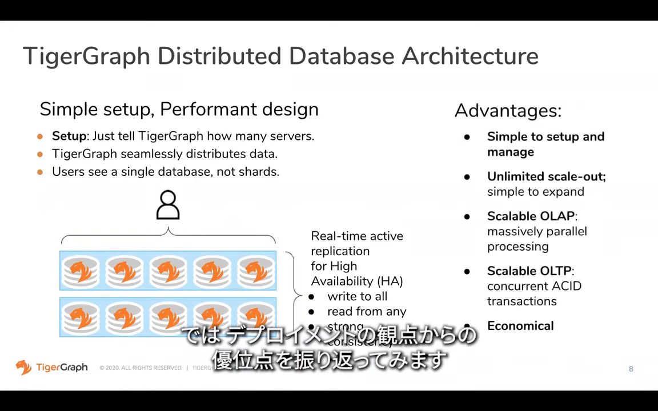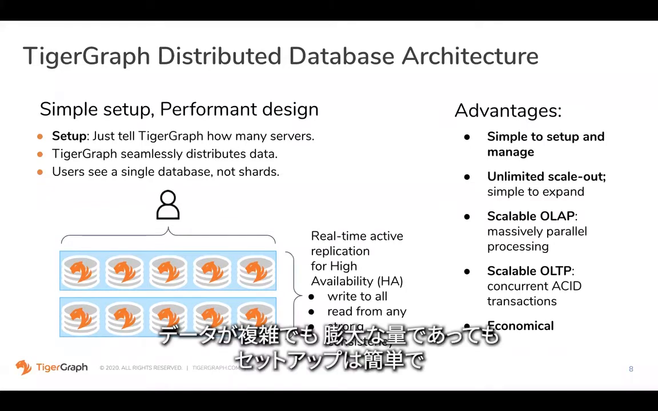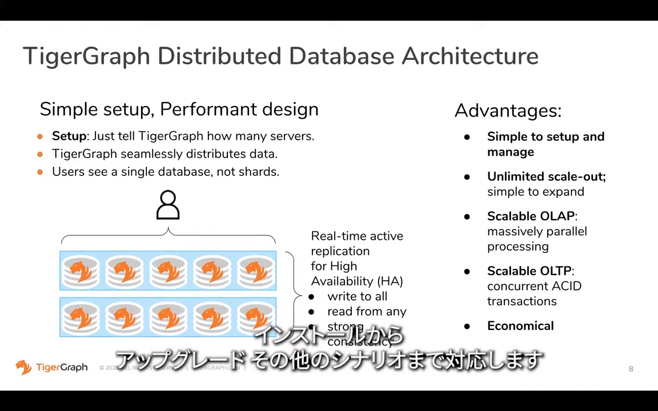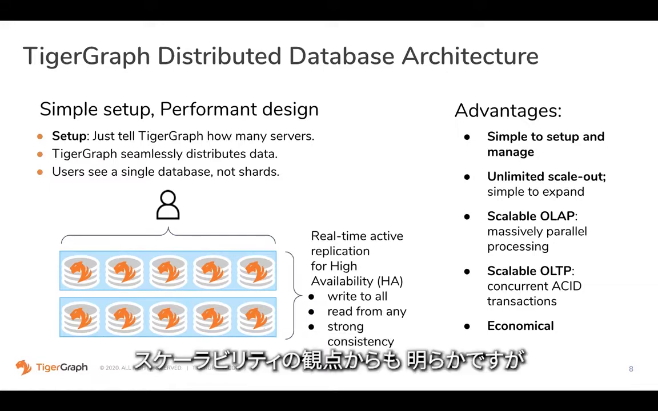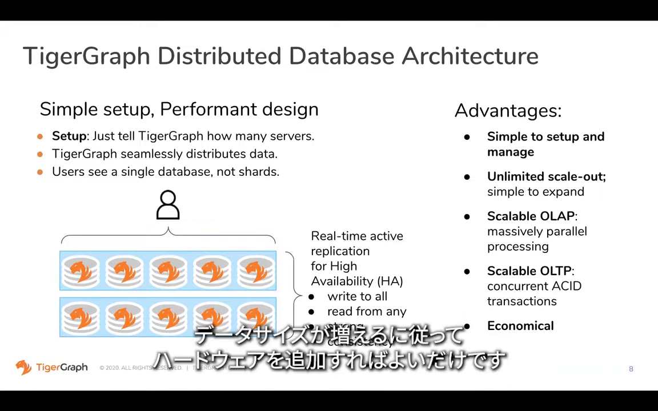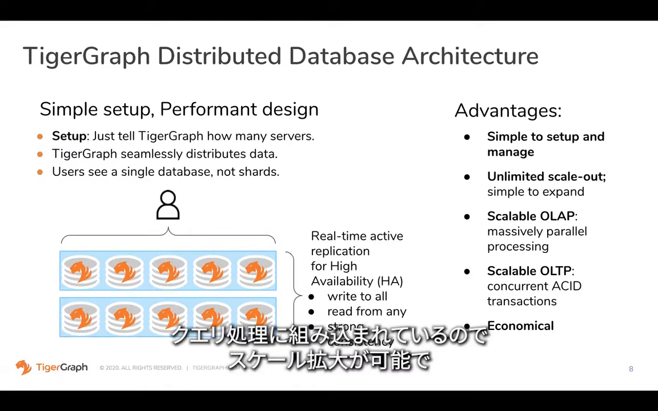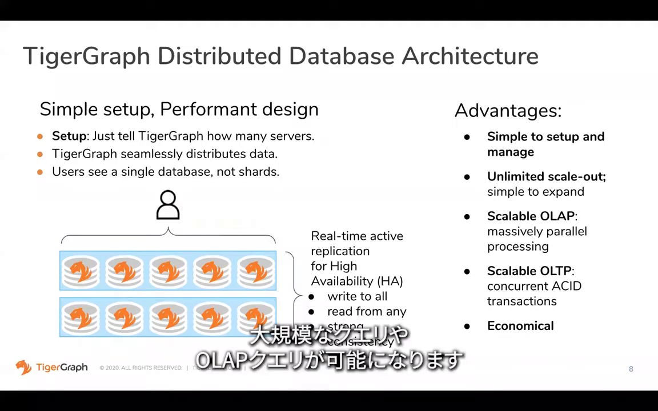So just to recap, from a deployment perspective, the advantages are that no matter how complicated your data needs are, how large your scale is, the setup is still simple and simple to manage based on our utilities, from installation or upgrade, other scenarios. And from a scale out perspective, obviously, it's just a matter of adding more hardware as your data size increases. And the fact that we have massively parallel processing built into our query processing allows you to scale and run really large queries, any OLAP queries.